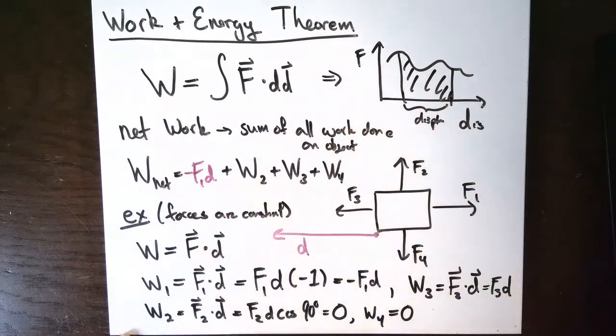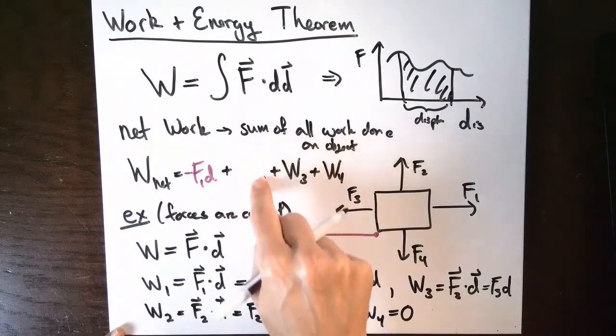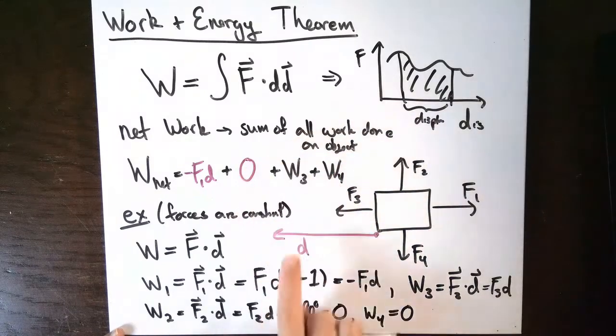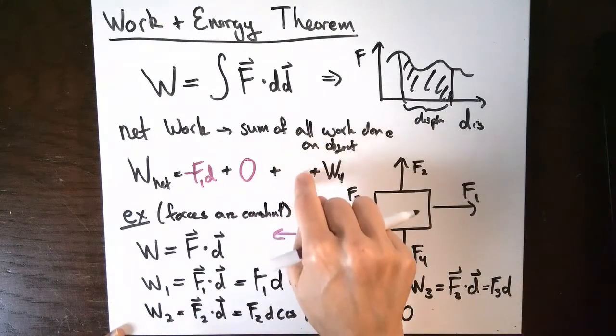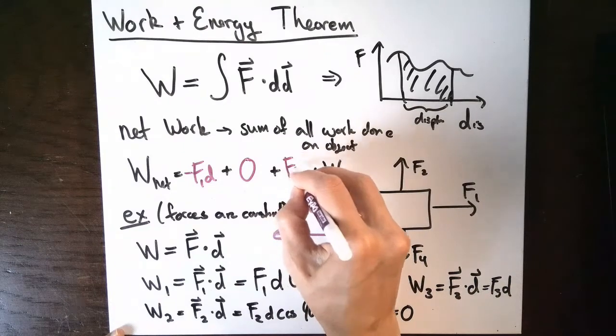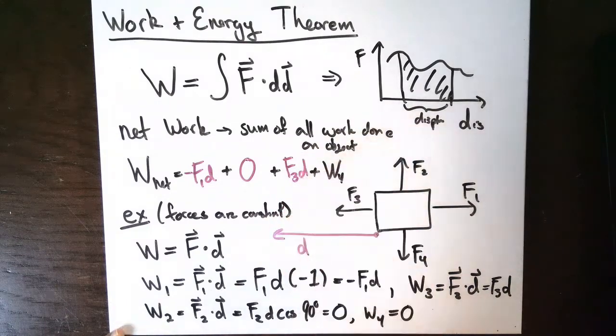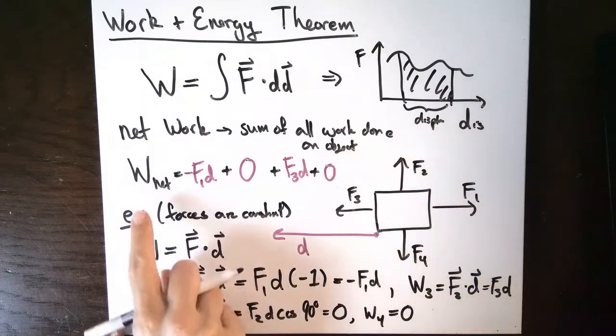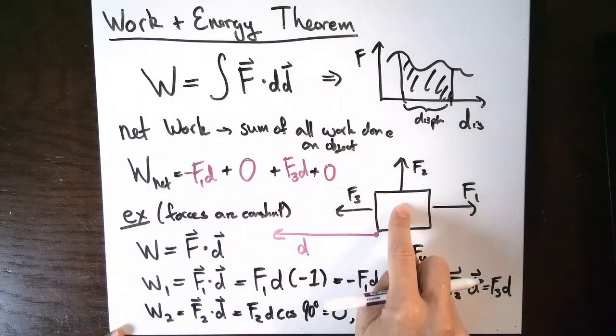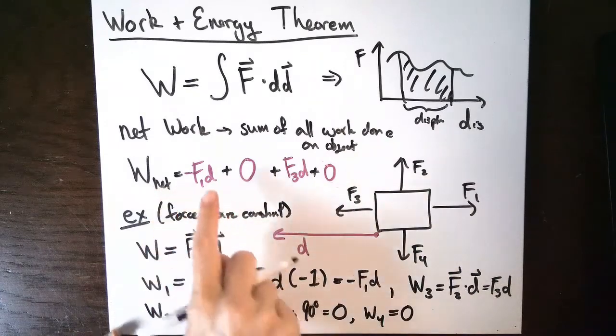The work done by force 2, because the force and the displacement are perpendicular, is 0. The work done by force 3, well, those two are parallel, so it's just the magnitude of force 3 times the displacement, because we are dealing with nice constant forces and straight line paths here. And the work done by force 4 is also perpendicular to displacement, so that is 0.